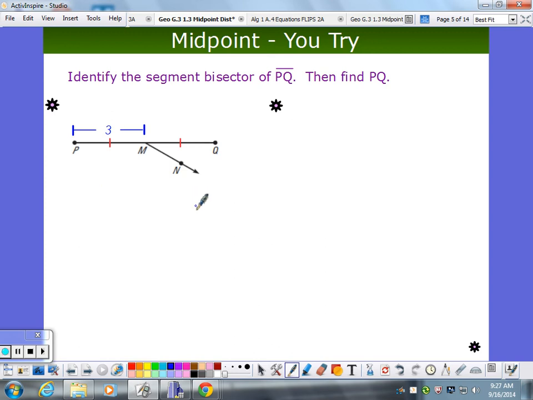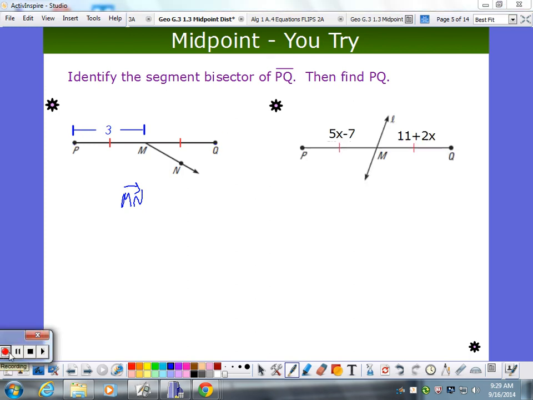Oh, Joseph, what is it? MN is your segment, and it's a ray. So I want you to first tell me what it is. Then I want you to find this distance. So just try these two right here. Everybody may not be good, but a lot of people are.